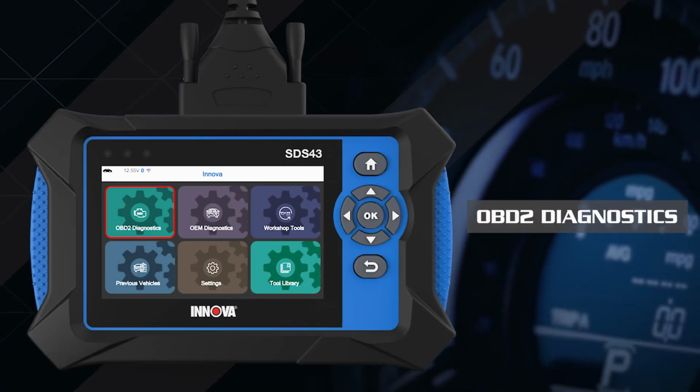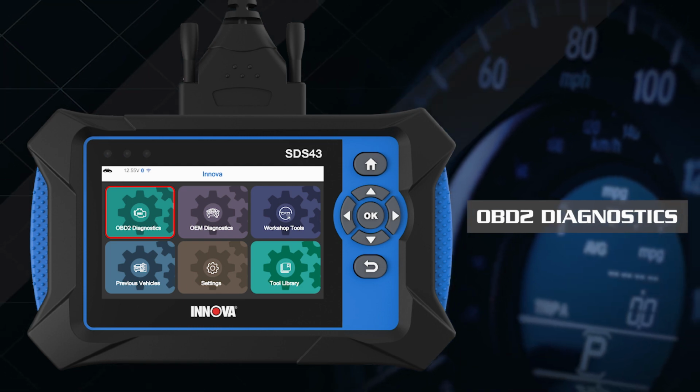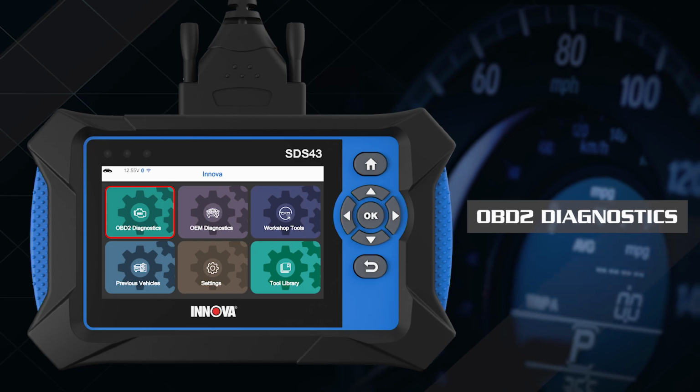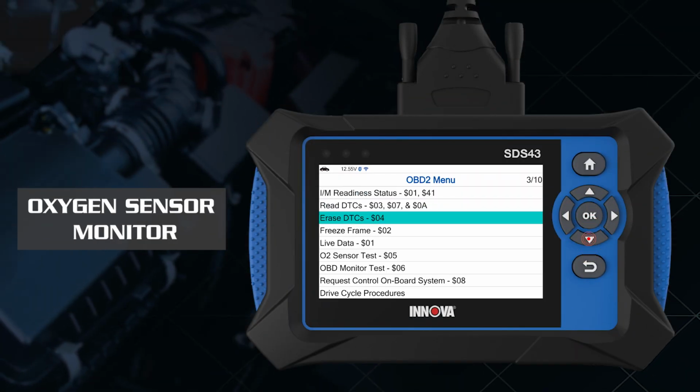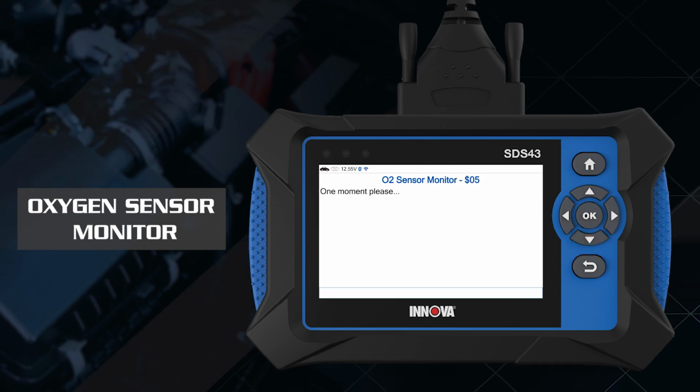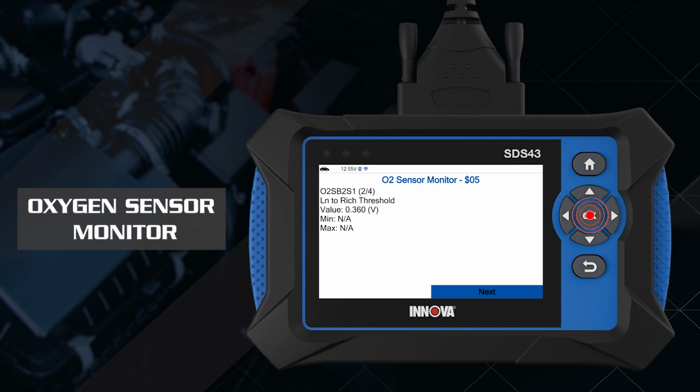The SDS43 is a powerful diagnostic tool that is OBD2 compliant and supports all 10 OBD2 modes. The Oxygen Sensor Monitor, or Mode 5, displays oxygen sensor monitoring test results. This mode is not available on vehicles using the KEND protocol.